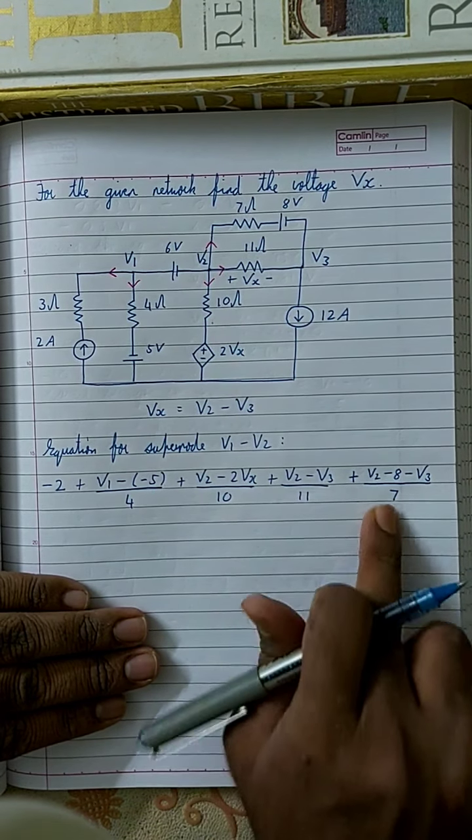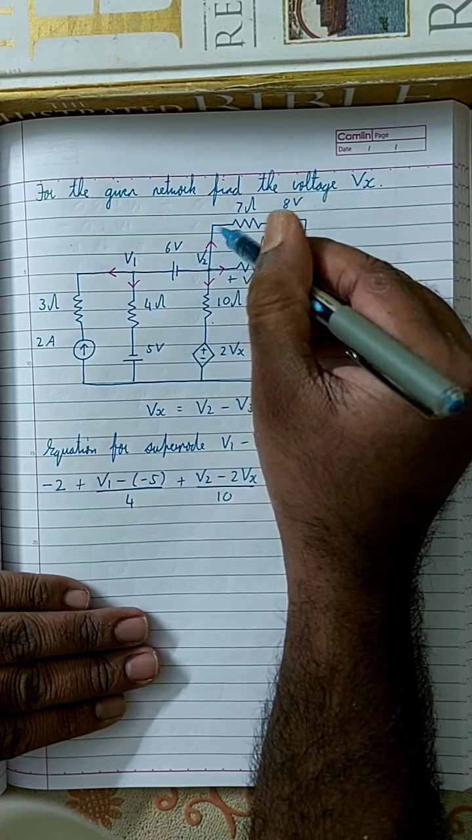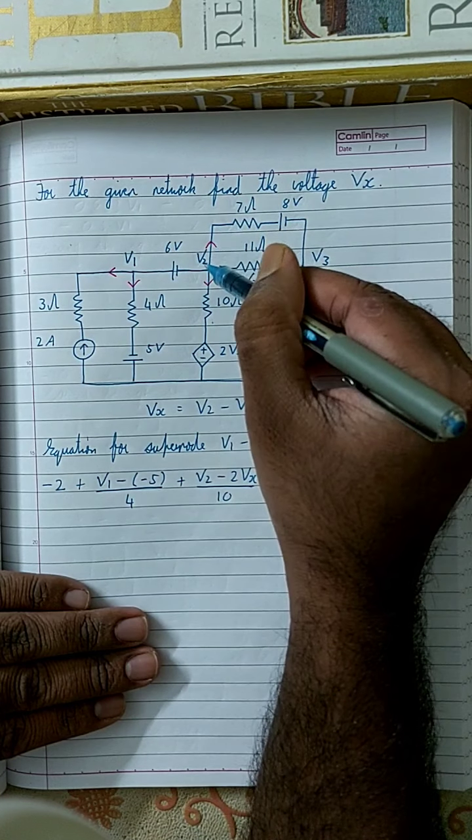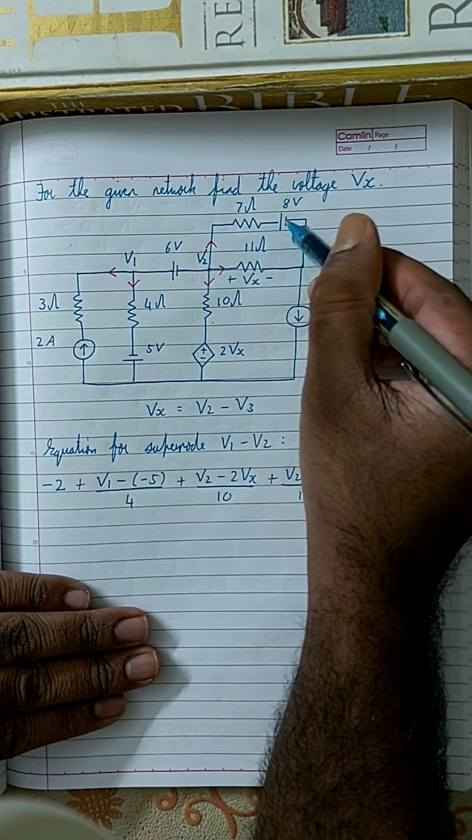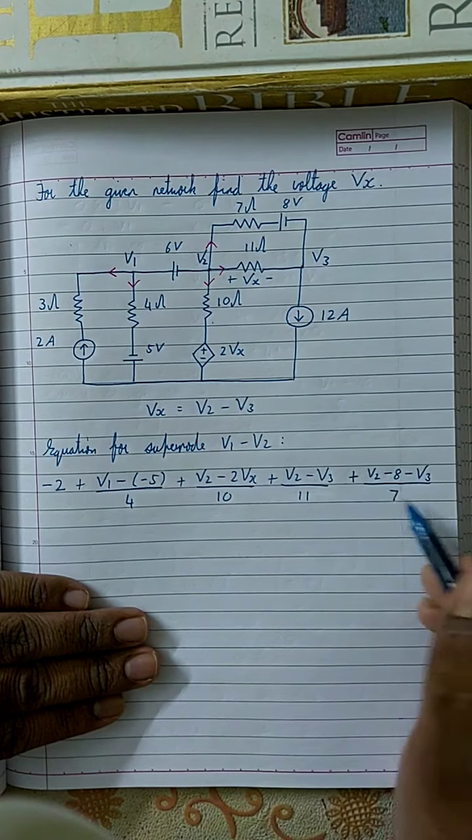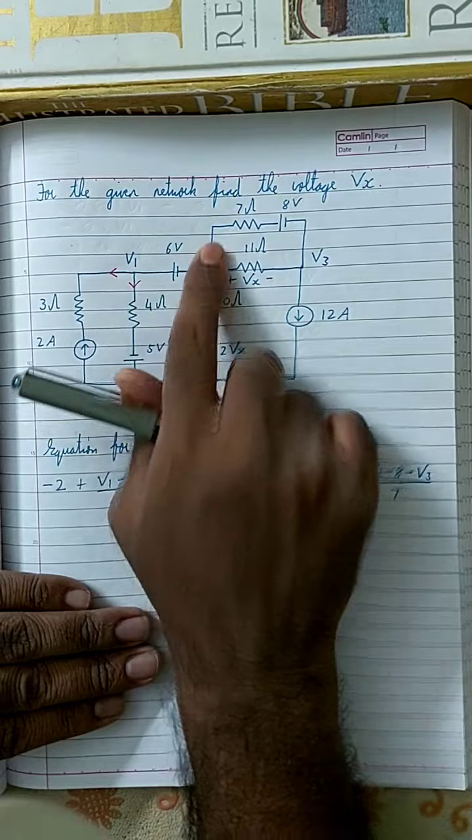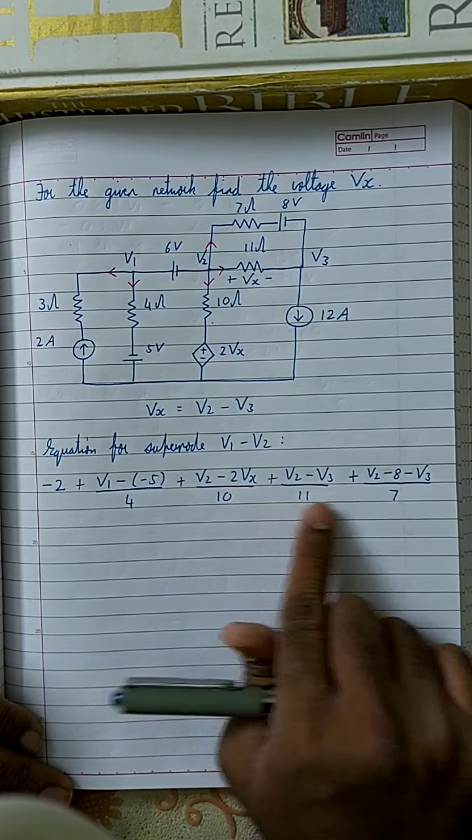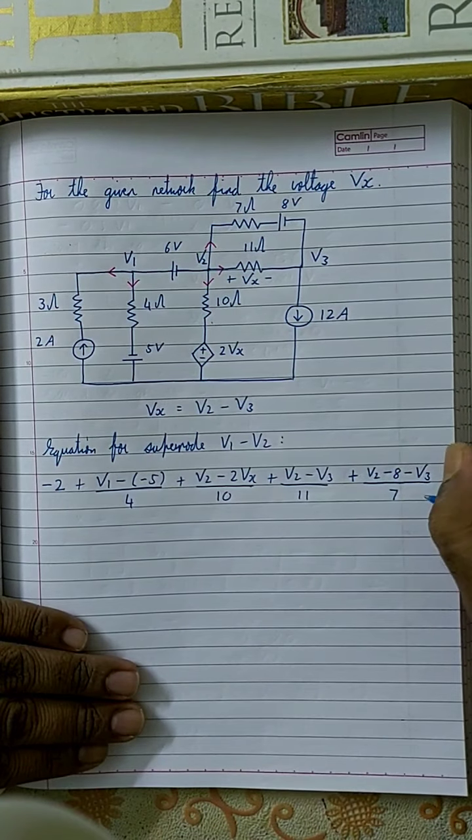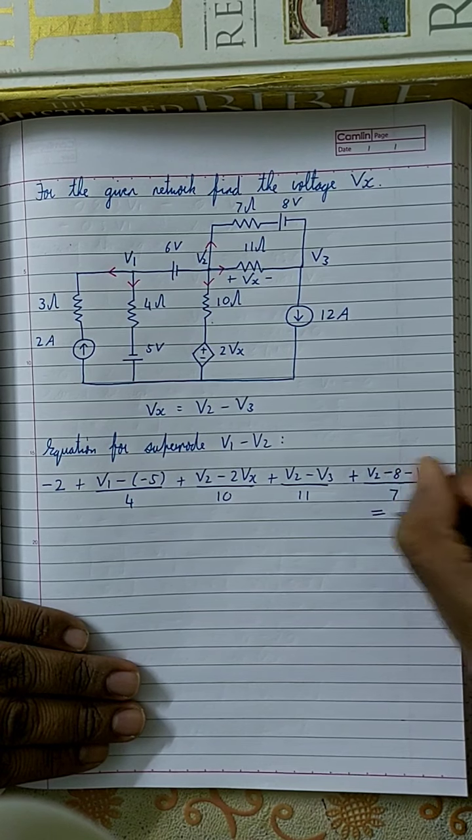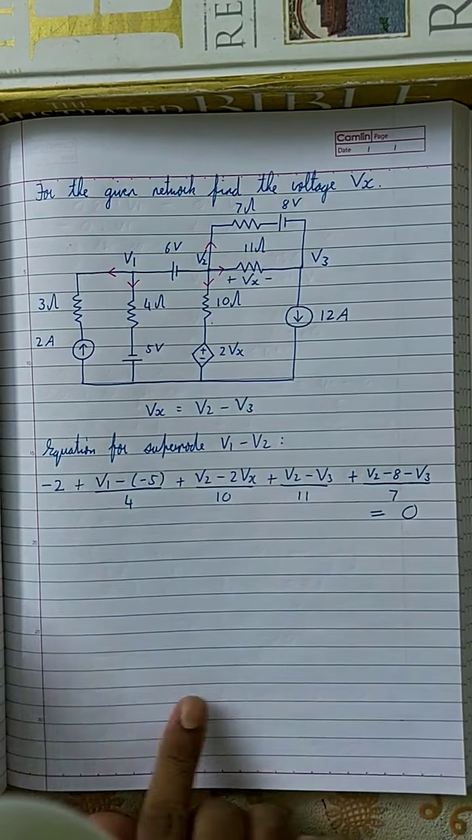That's it. See, this is the equation. This is the current through this branch, flowing from V2 across the 7 ohm across the 8 volt to the V3. Okay, that's it, right? 1, 2, 3, 4, 5. So 5 terms. This entire equation is equal to 0.